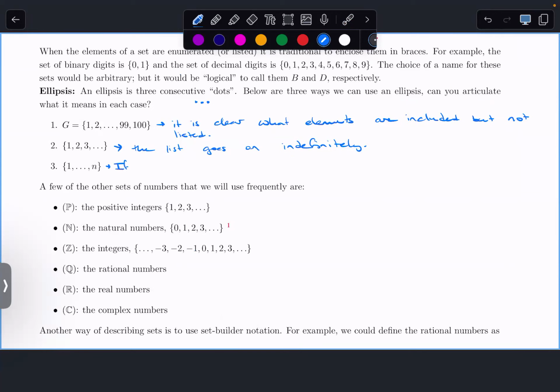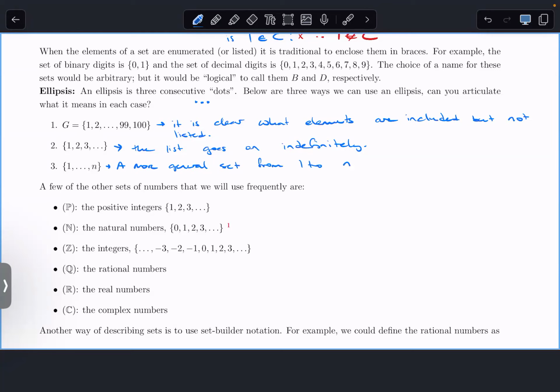I'll just write out what I have, even though it's kind of long. If we want to list a more general set, I'll start there. A more general set from 1 to n. I'll make a note here: n could be 1. So then the set would just be 1. That's allowed. Even though it's allowing for space, and usually we would have space, it's just a general set.